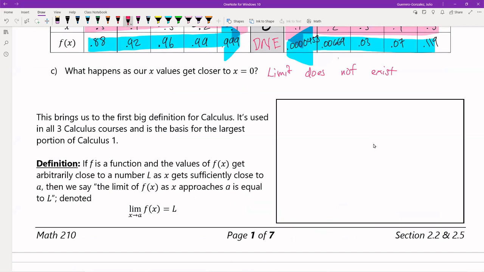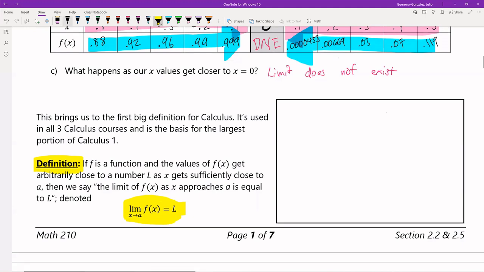Okay, which brings us to our very first definition. This one's got a picture attached to it. I'm going to read out the definition, and I'm going to draw the picture that it sort of describes. If f of x is a function and the values of f of x get arbitrarily close to a number L as x gets sufficiently close to a, then we say that the limit of f of x as x approaches a is equal to L, and we denote it this way. This is the calculus way of writing that a limit of a function is equal to L.